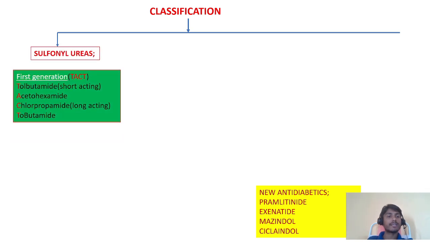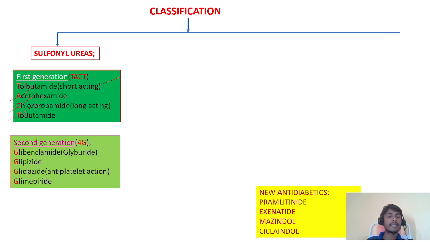Sulfonylureas, the first generation, that is ACCT, short acting drugs. A is acetohexamide, C is chlorpropamide, B and T are tolbutamide and tolazamide. Next, second generation, that is 4G: glibenclamide, glipizide, gliclazide, glimepiride. So these are the second generation drugs.